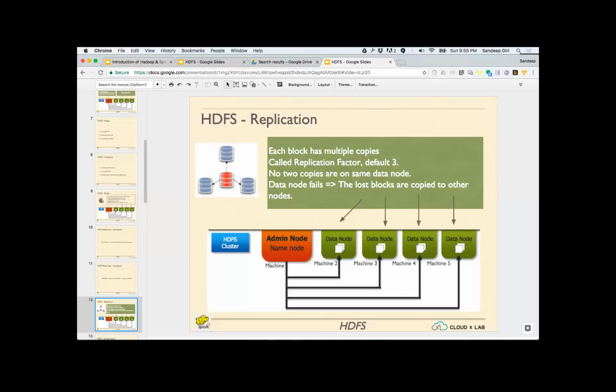Now, question from Sunny is, where is the data physically stored? The data is physically stored on the local file system on various machines.